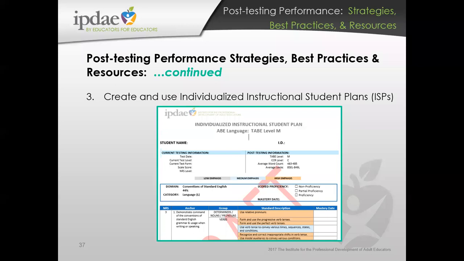These new plans are aligned to the new TABE 11-12 individual student profile reports, as well as to the TABE blueprints and college and career readiness standards. Now, unfortunately, individualized ISPs for the CASAS test are not currently available, but you can use the CASAS individual student profile report in order to obtain specific testing data per student.